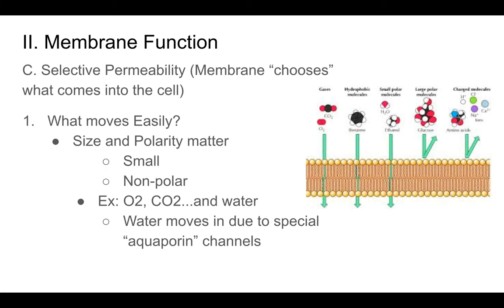So recapping here on this slide, what moves through the membrane easily? Small molecules that are nonpolar move the best. Oxygen and CO2 are nonpolar and small. If you are small and polar, like water, you will move through at a slightly slower rate. If you are nonpolar and maybe big, you get to come on through.